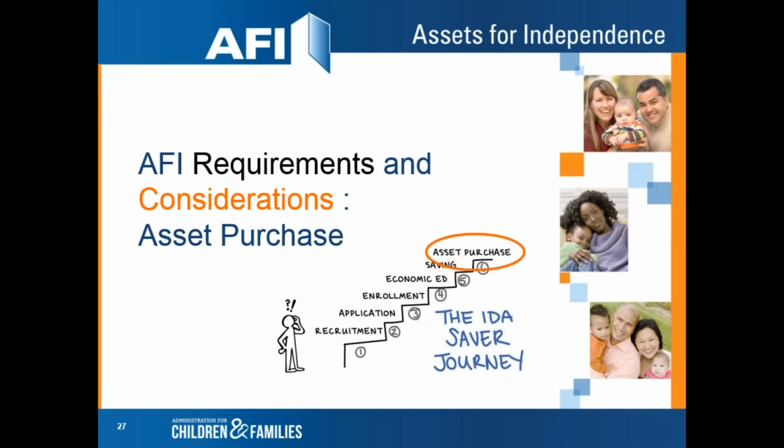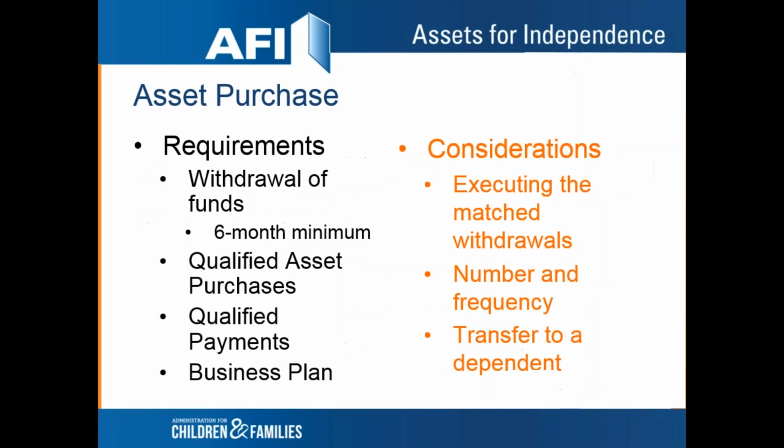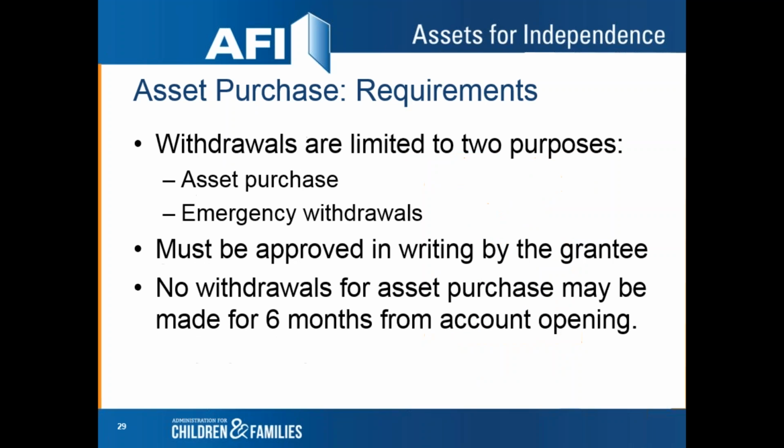Great, thanks, Stephanie. As you can see up on the screen, the last step in the participant journey is asset purchase. Over the next several slides, we will address the requirements and considerations of asset purchase that you can see on your screen. Requirements around the asset purchase period include withdrawal of funds in the 6-month minimum, qualified asset purchases, qualified payments, and the business plan. Considerations include executing matched withdrawals, the number and frequency of matched withdrawals, and transferring to a dependent.